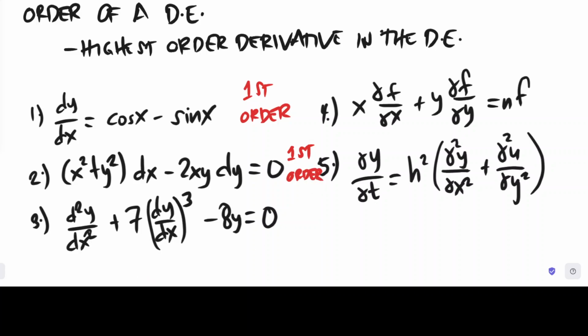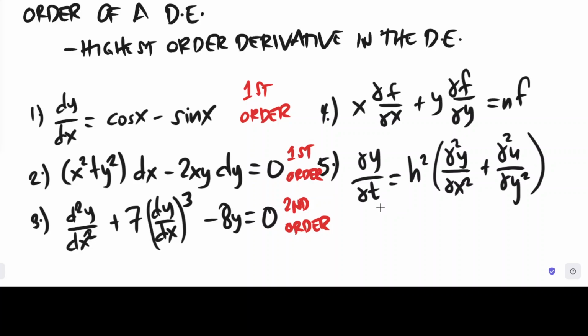For our third example here, we have the second derivative of y in terms of x plus 7 times the derivative of y in terms of x raised to 3 minus 8y is equal to 0. Now we have two derivatives here: dy over dx, which is of the first order, and the second derivative of y in terms of x, which is of the second order. So the highest order derivative here is the second order. So this DE will be of the second order.